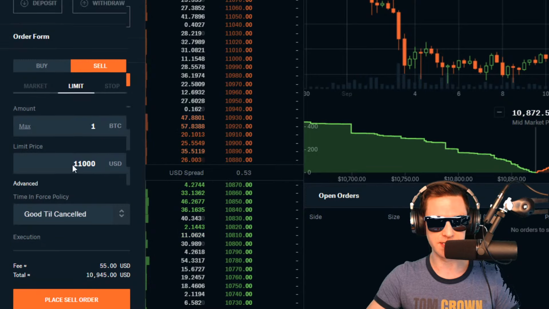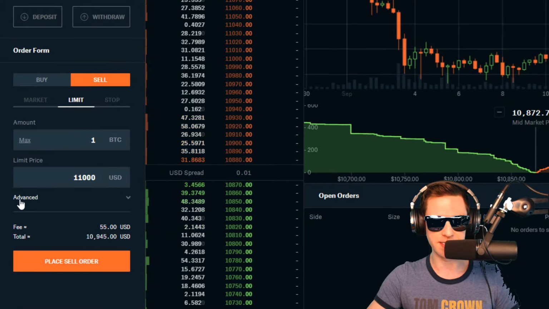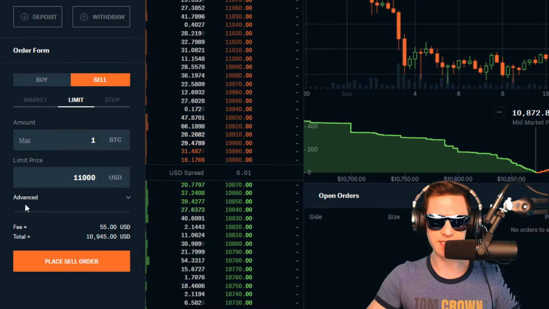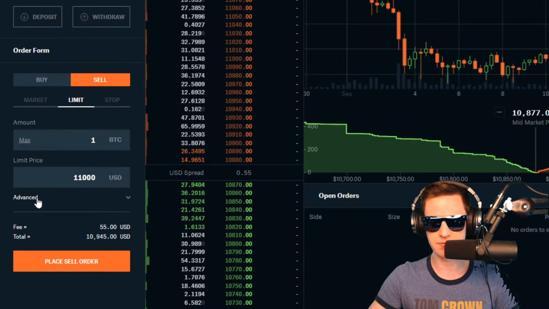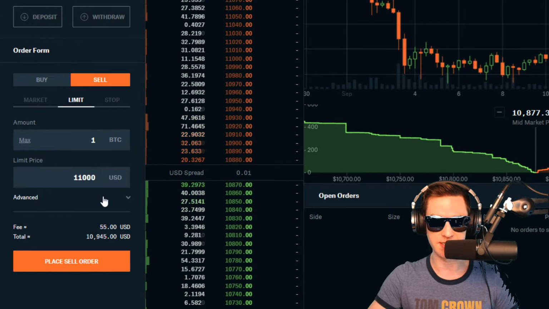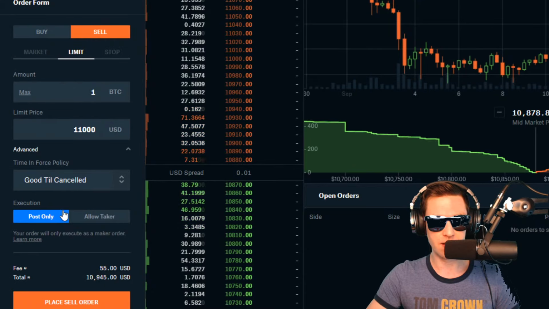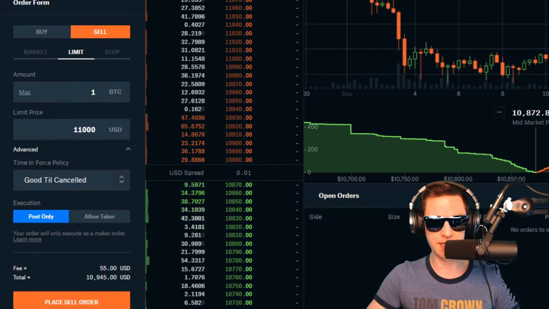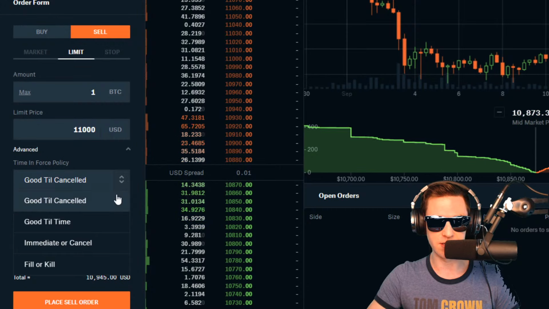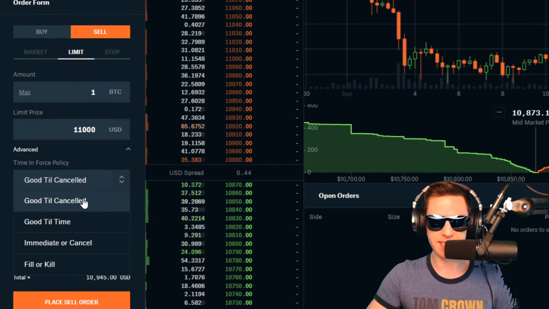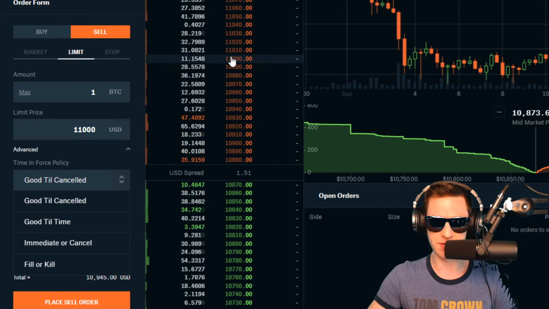You'll also notice there's a little tab down here that says advanced. For most uses of this, and in fact, I really can't figure out a reason that you would use this, but I'll explain what this is. Time in force policy. So this actually is kind of important. So good till canceled means that order will just stay there. It will stay there until it's completely filled.